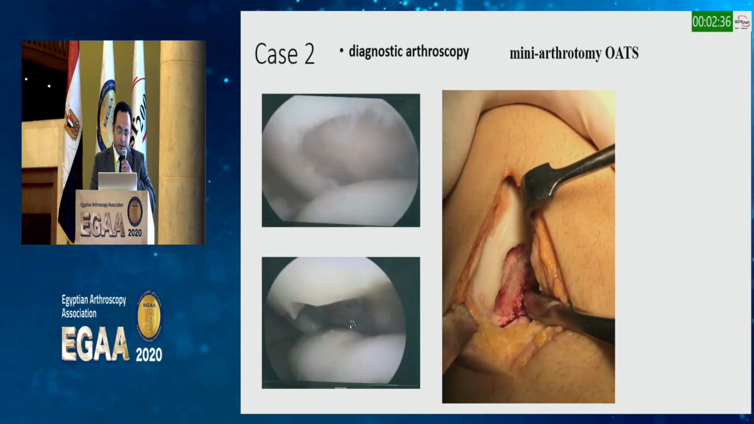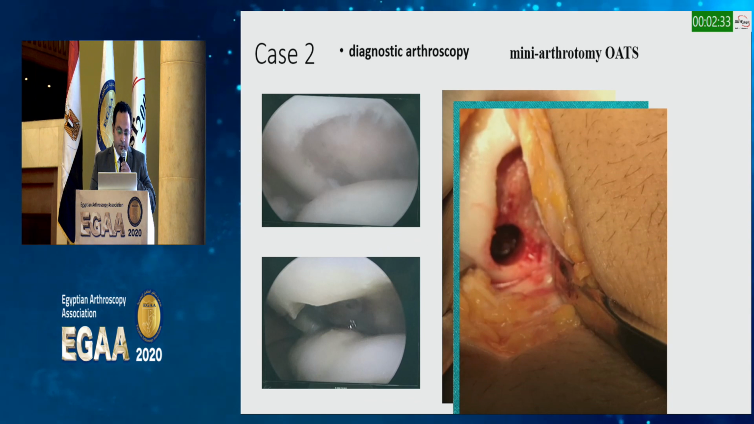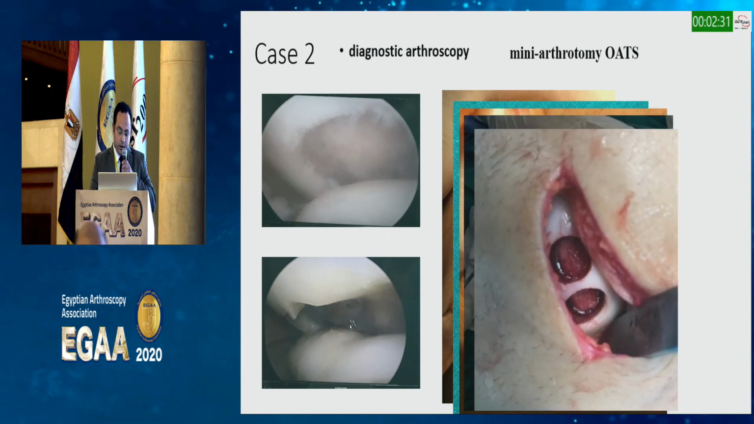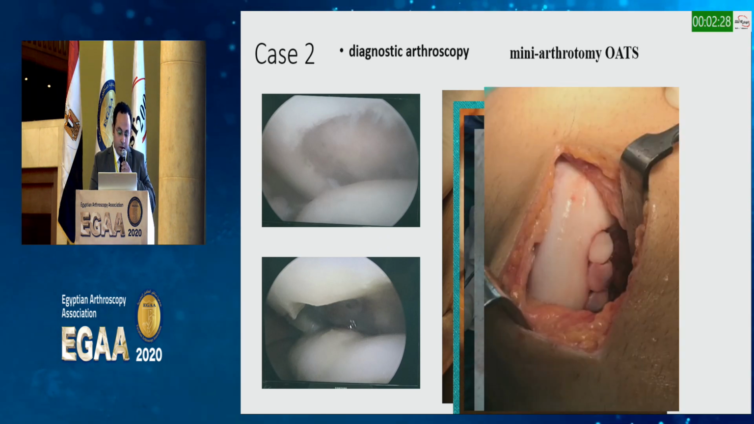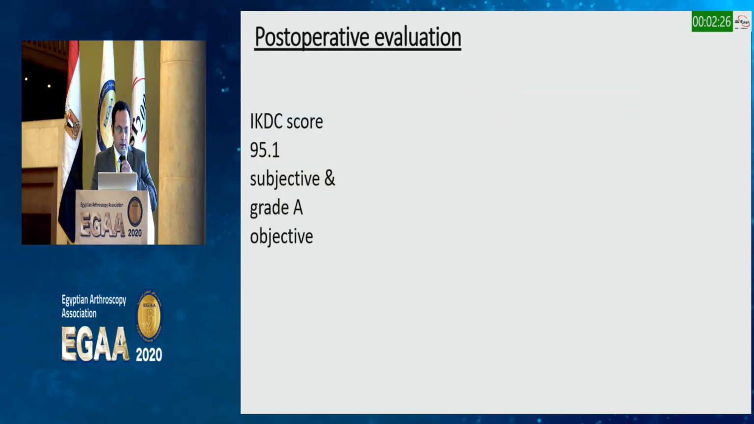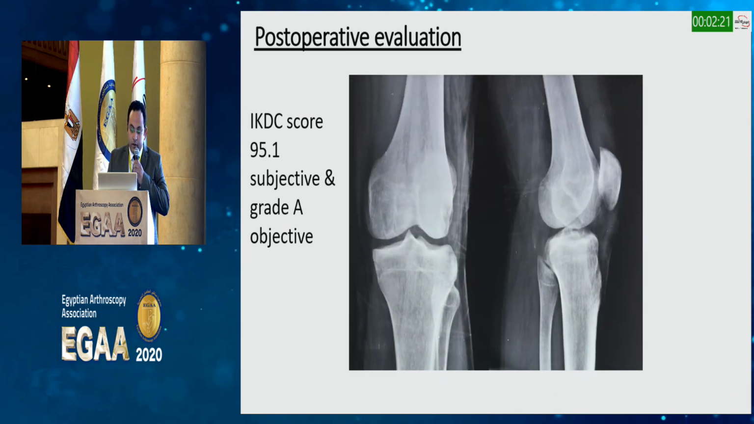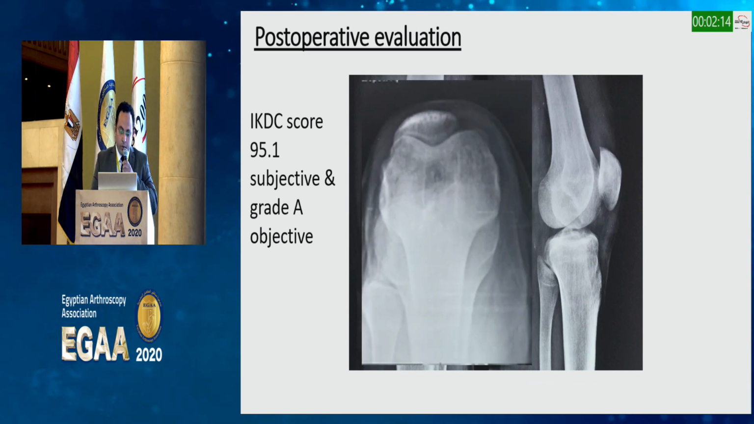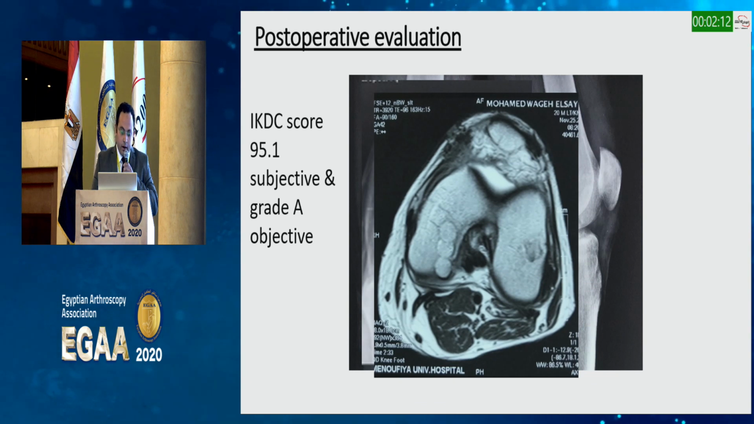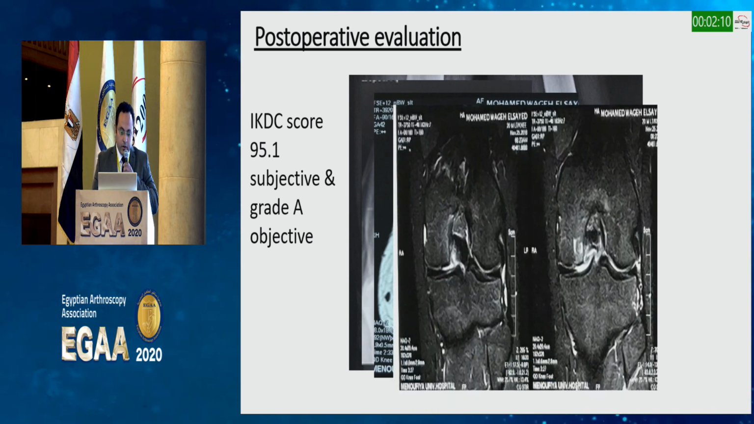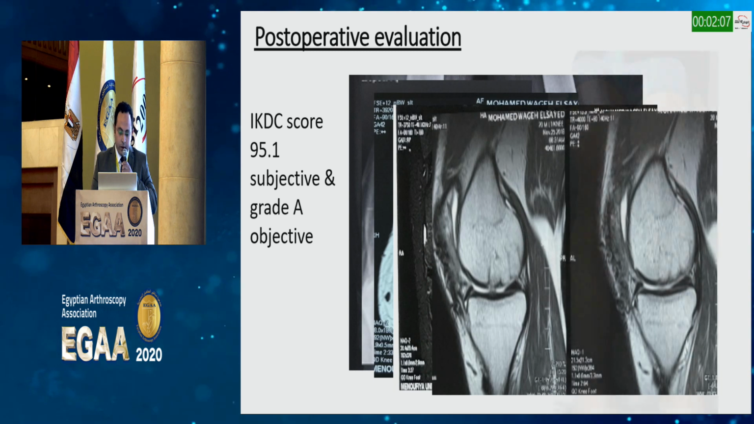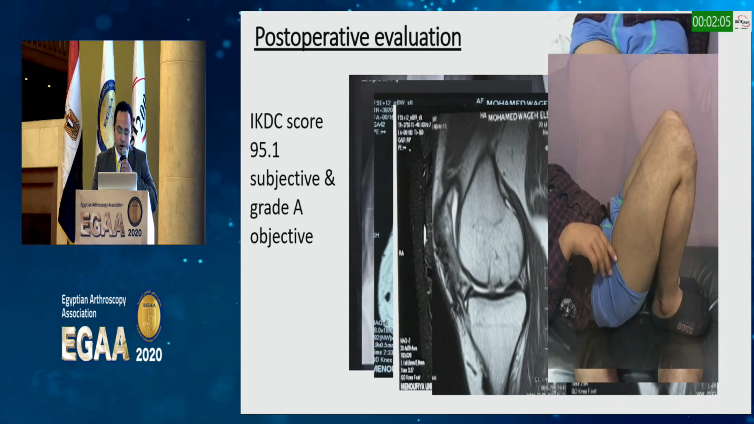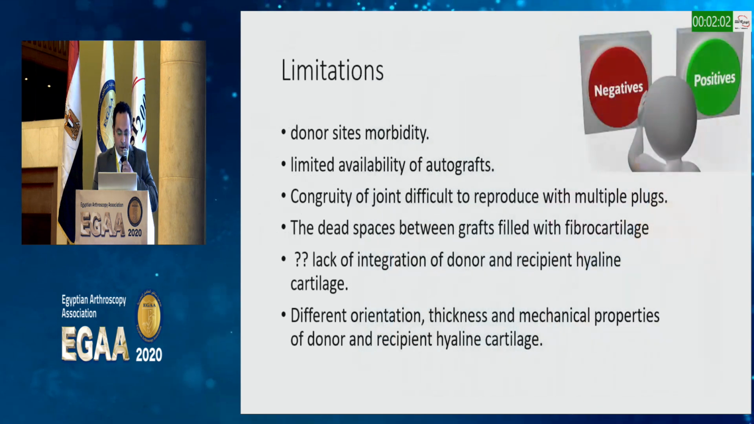We started with arthroscopy, followed by arthrotomy. Three plugs obtained from the lateral femoral condyle were inserted, and the donor site was grafted. The objective IKDC score improved to A and the subjective score improved to 95.1. X-ray showed restoration of the joint line and incorporation of the graft in the corresponding condyle, and MRI showed filling of the defect and congruency of the femoral condyle. The patient restored a full range of motion at the last follow-up.